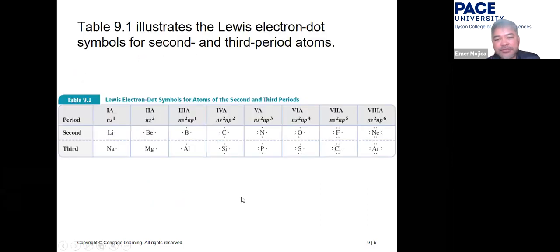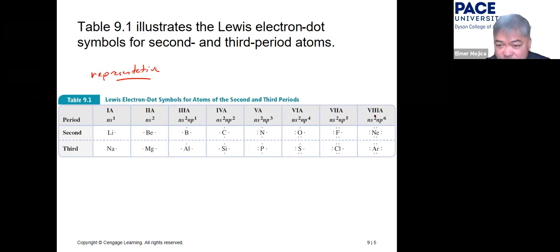It's easy for you to remember that if you have a periodic table, you concentrate on the representative elements. Each group in the representative elements, whatever the group number that they have, that's the number of valence electrons. Group 1A would have 1 valence electron, group 2A 2 valence electrons, 3A 3 valence electrons, and so on.